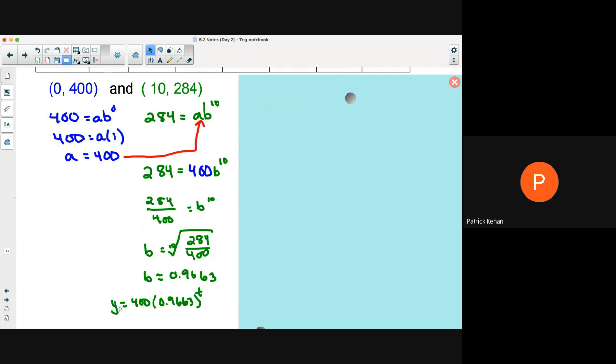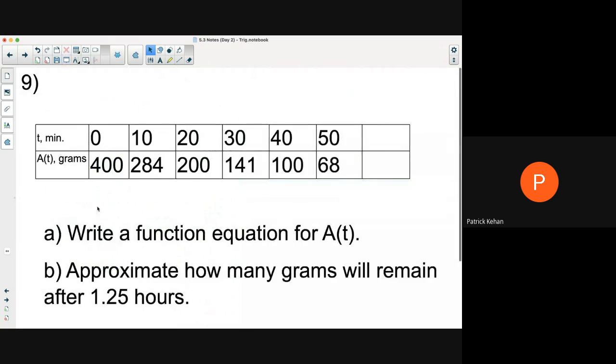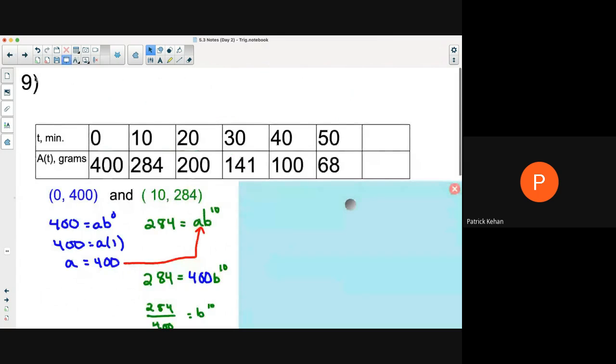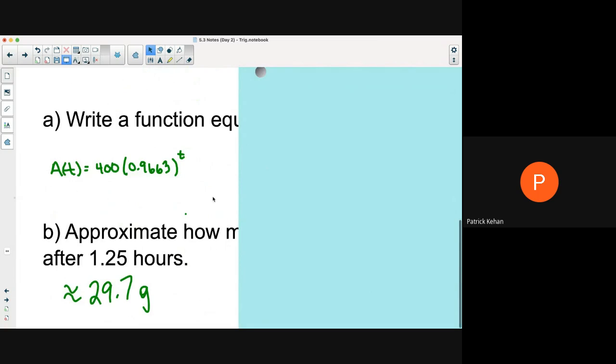And then we're going to drop that into our equation. So y equals 400 times 0.9663 to the t power here, right? Let's go back to the question. Write a function. That was our function. Approximate how many grams will remain in 1.25 years. What we're going to do is put 1.25 into t here, and calculate it. It's going to be about 29.7 grams here.